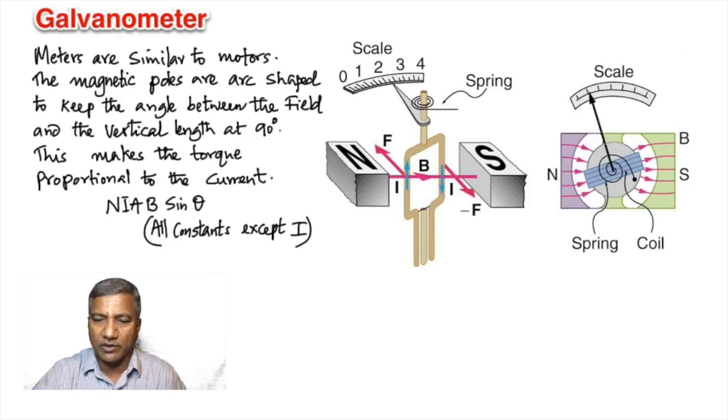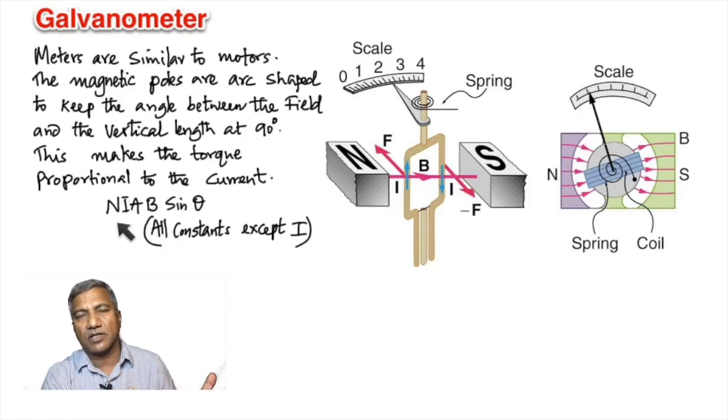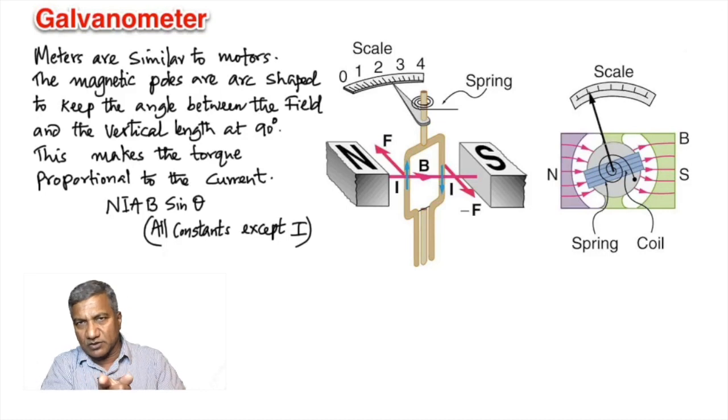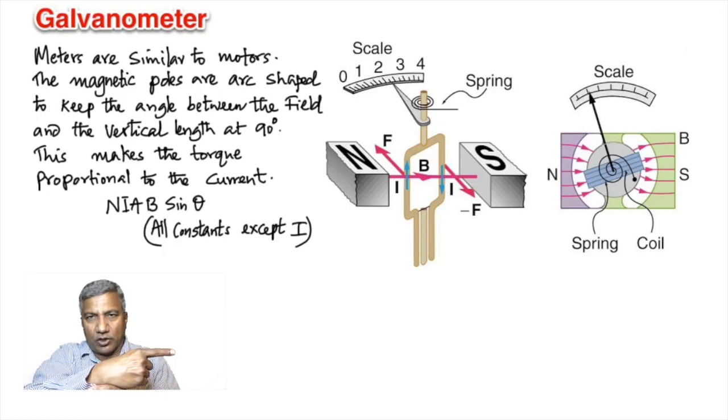All right, so when the current flows through it as before, a torque acts on it, and the torque is going to be proportional to the current, because N, A, B are constants. So the torque acting depends on the current. So if you send a bigger current through the galvanometer, there's going to be a bigger torque, which means the coil will rotate more. So that is the idea of a galvanometer.